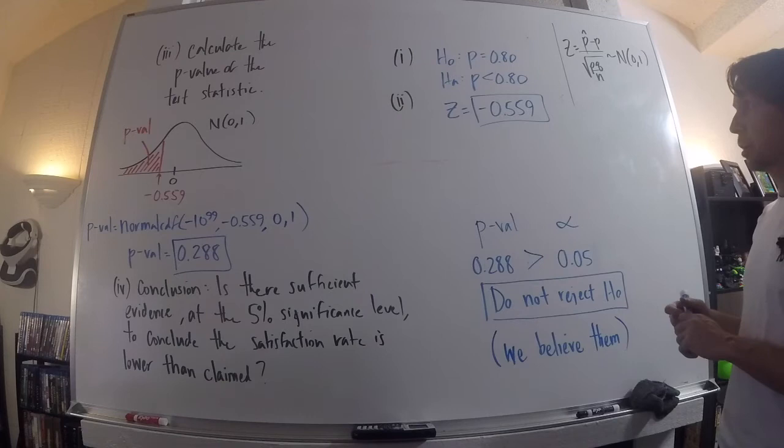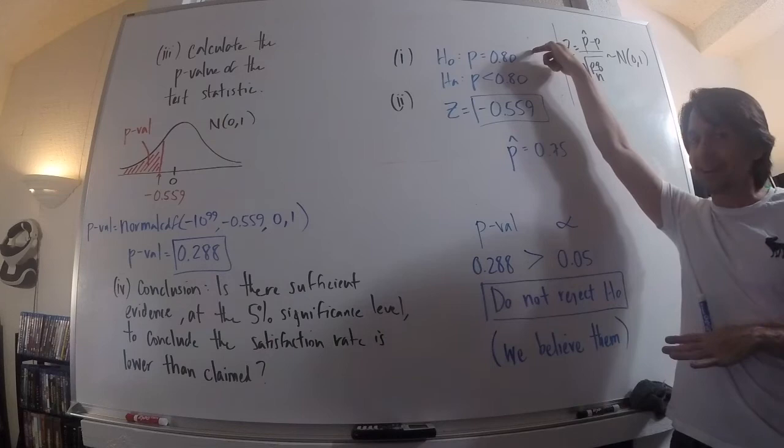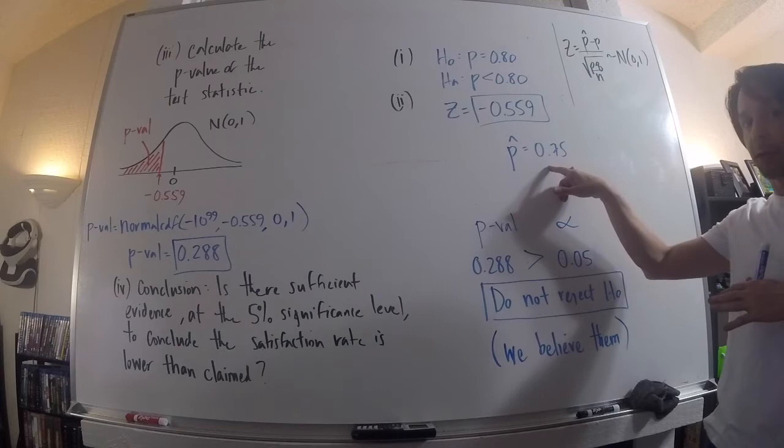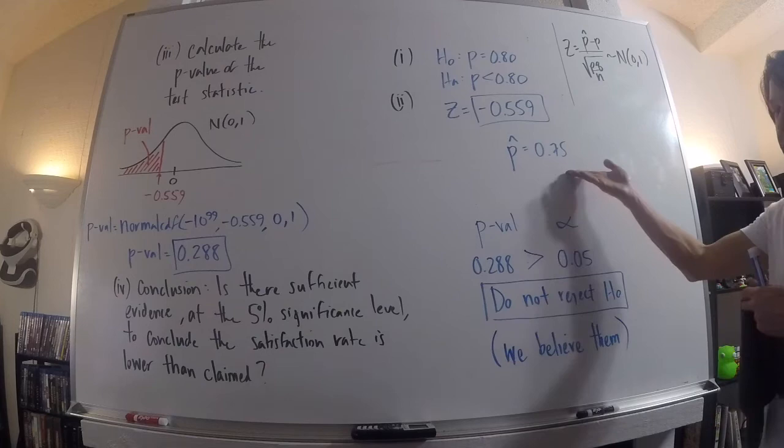And the reason it's not enough, I did erase something that I need, is because the p hat that we came out with is 0.75. That is less than their claim, but it's not that much less. So based on just the randomness of it, that's a pretty reasonable thing to get for a company that does really have an 80% satisfaction rate. Occasionally you'll get a sample of slightly unhappy customers that will be slightly below the percentage that they claim. It doesn't mean they're lying. It just means that we got a sample of unhappy people.